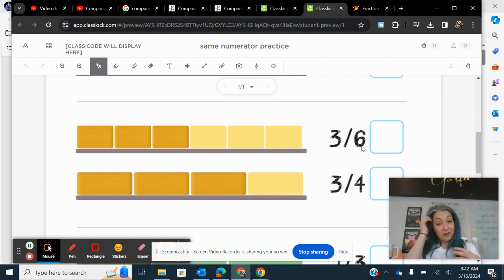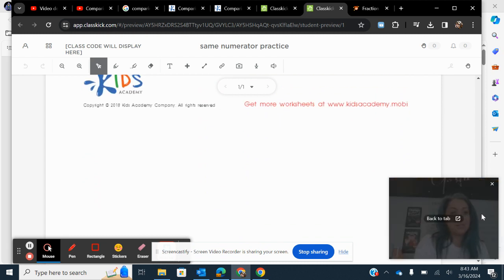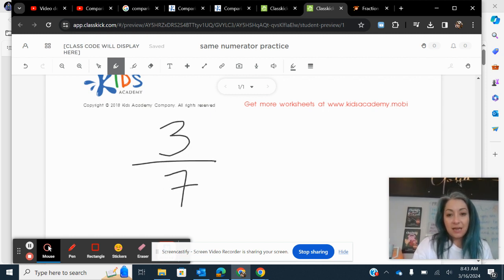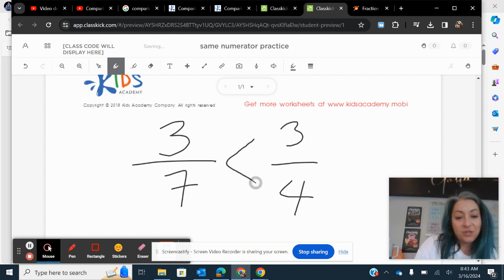Like I said, think of it as sharing between friends. If you have more friends that you're going to share it with, everyone gets a smaller piece. I'm just going to show a few examples down here. Let's say I compare 3/7 and 3/4. I'm looking at these. The numerator is the same, so I want to see which has the larger denominator. Larger denominator means smaller fraction. So that means this is the symbol I would use to compare those two.